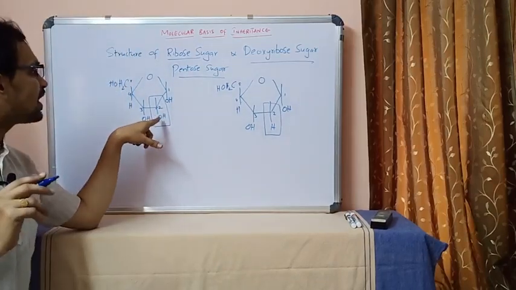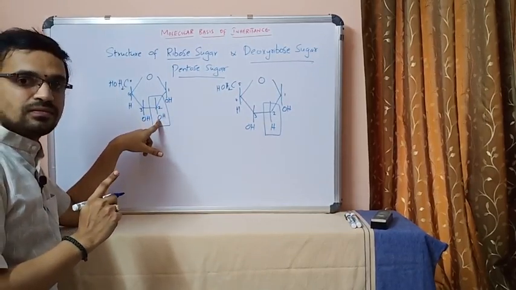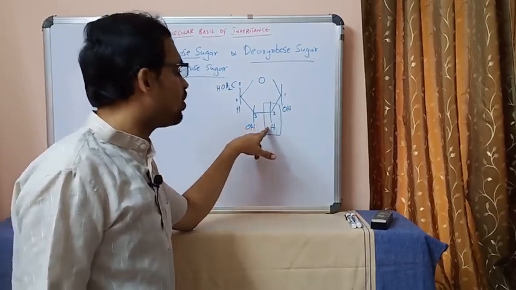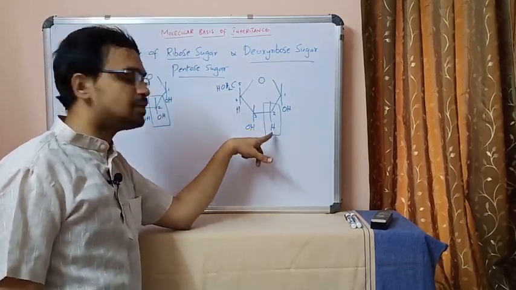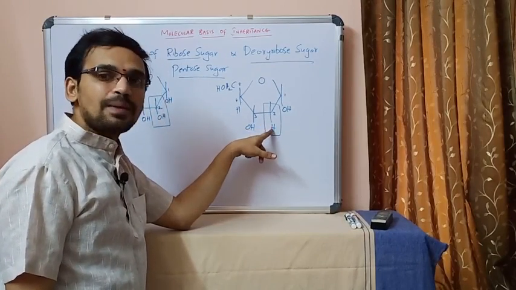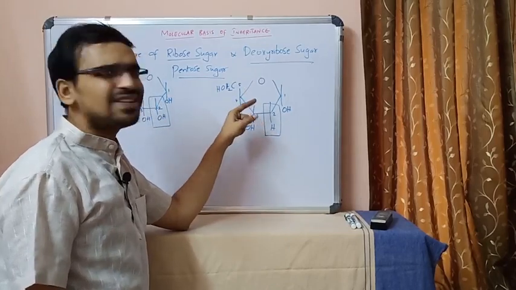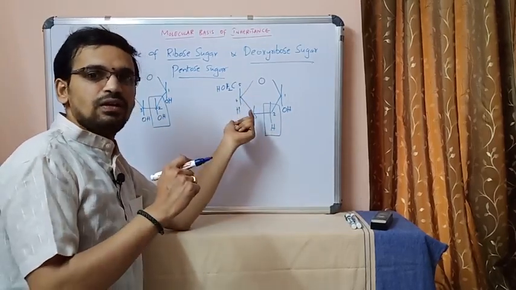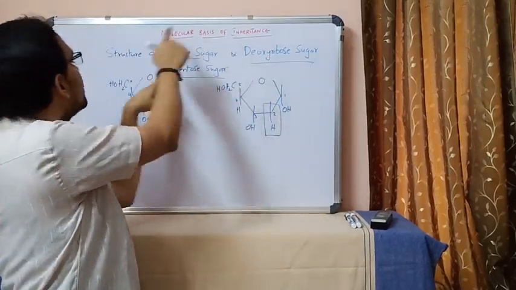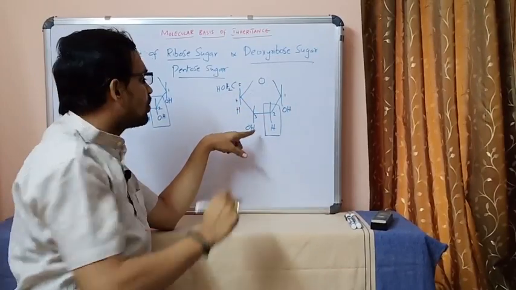Here, in the second position of the ribose sugar, a hydroxyl group is present. In the second position of the deoxyribose sugar, a hydroxyl group is not present. Hydrogen is present, or at the second position, oxygen is absent. That's why it is called deoxyribose sugar. What is deoxy? D means removal, oxy. So removal of oxygen at the second position of the ribose sugar is called deoxyribose sugar.